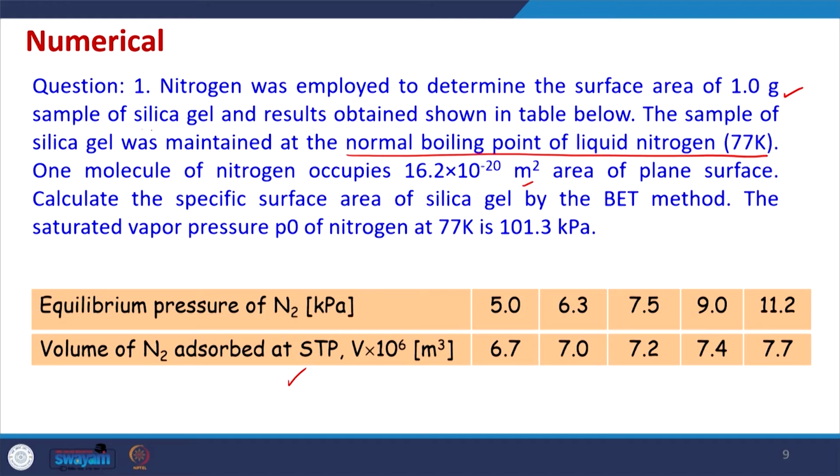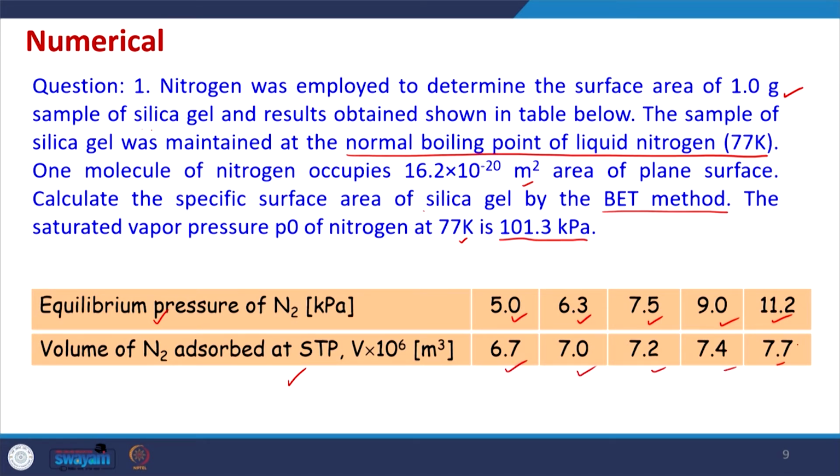Now, calculate the specific surface area of silica gel using the BET method. The saturated vapor pressure of nitrogen at 77 Kelvin has been given, and the equilibrium pressures at different conditions are given as 5, 6.3, 7.5, 9, 11.2. Actually, the data points may be a large number, but only a few data points are given for numerical purposes, and then the volume of N2 adsorbed at these conditions has been given like this. So, this data is available.